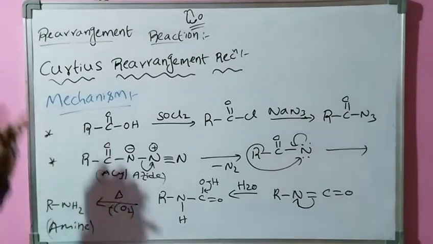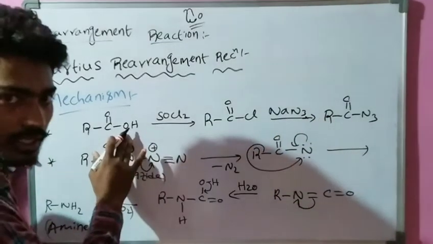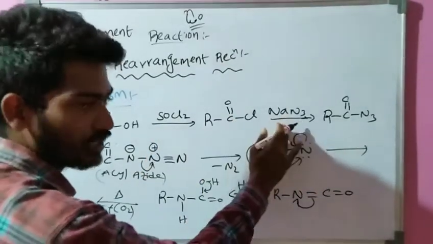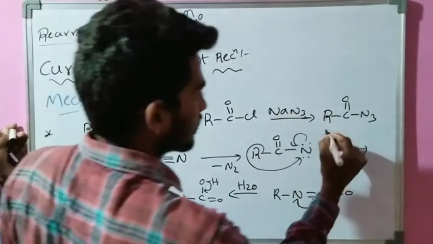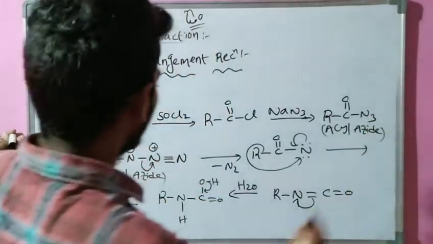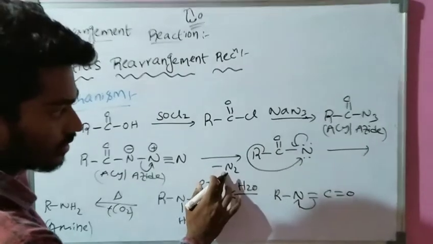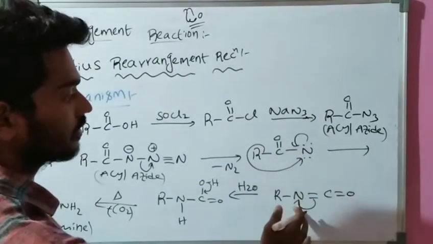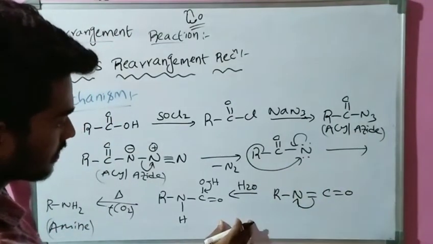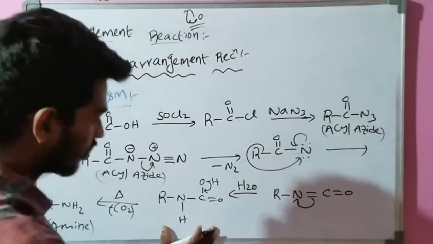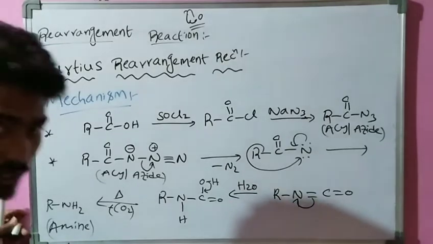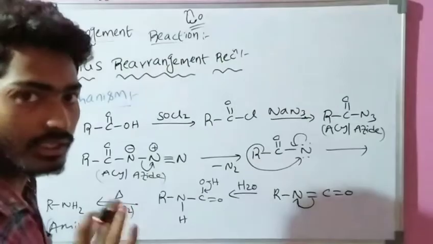Simply, before this mechanism, we can prepare the acyl azide from a carboxylic acid, which is treated with thionyl chloride and forms an acyl halide. This is treated again with sodium azide, and it forms the acyl azide. This is the preparation of the acyl azide. Using this acyl azide, by removal of nitrogen gas, a carbonyl nitrene is formed, and it forms a different intermediate. Hydrolysis takes place, and in this step decarboxylation takes place, forming our required product, the amine. This is the mechanism of the Curtius rearrangement reaction.